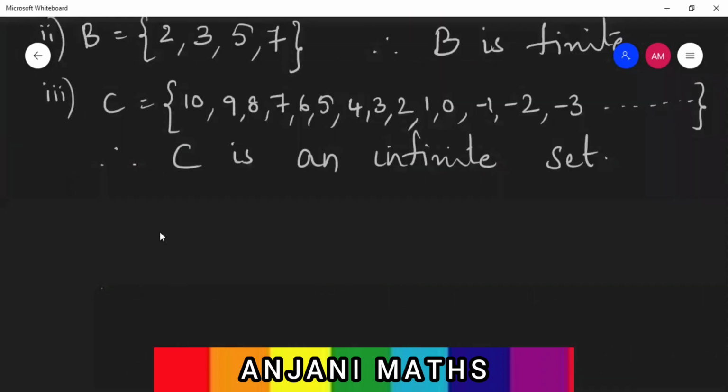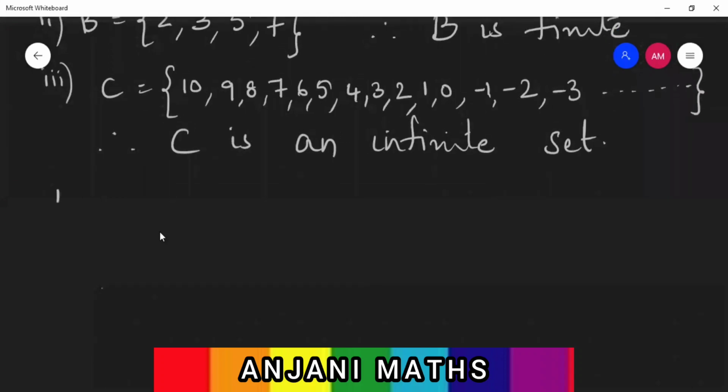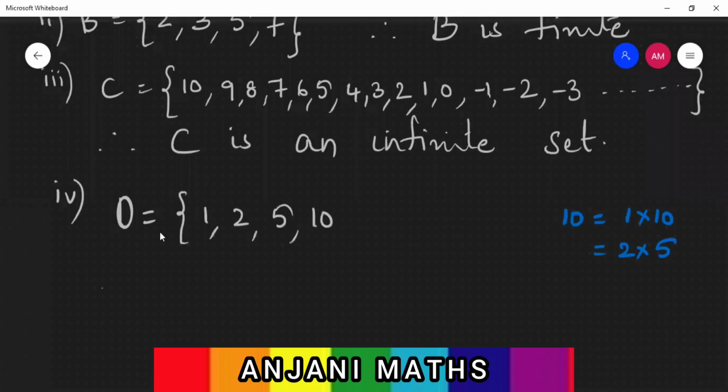Next, set of factors of 10. Fourth one. D is the set of factors of 10. So let us consider the number 10. How can we write 10? 1 into 10, 2 into 5. So what are the factors of 10 here? 1 is a factor, 2 is a factor, 5 is a factor, 10 is a factor. That's all. It has only 4 factors, isn't it? So how many elements does set D have? 4 elements. Therefore, D is a finite set.